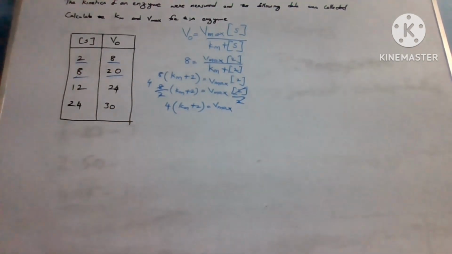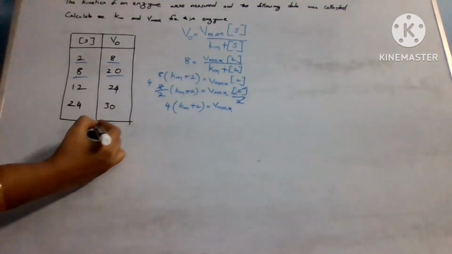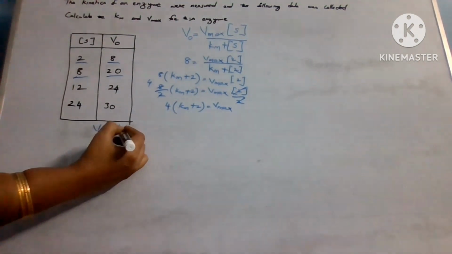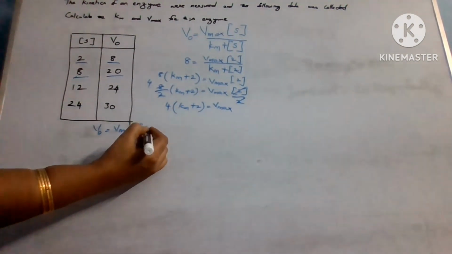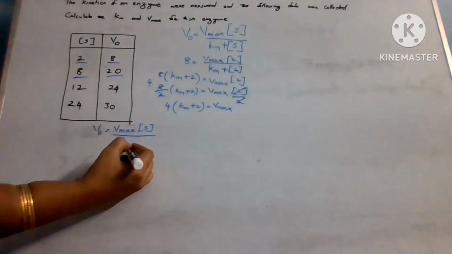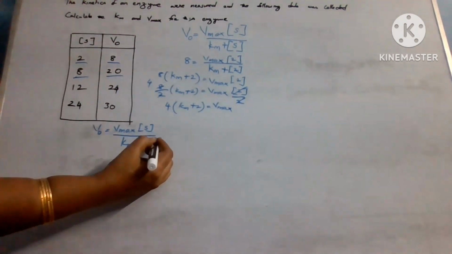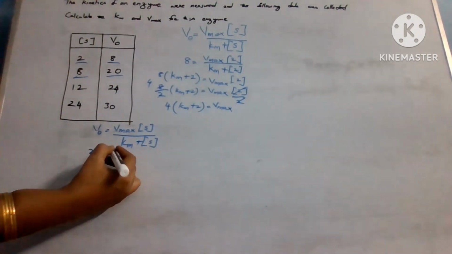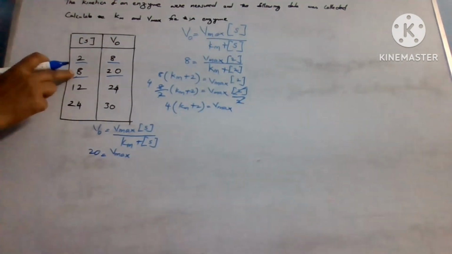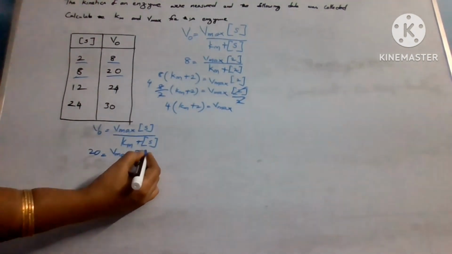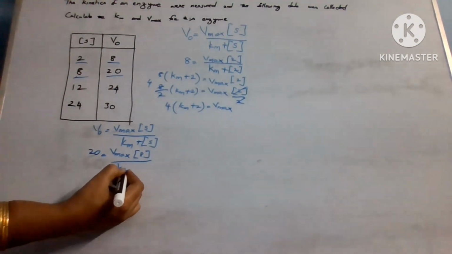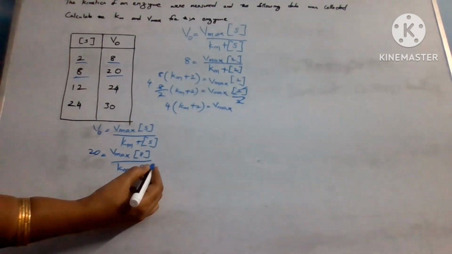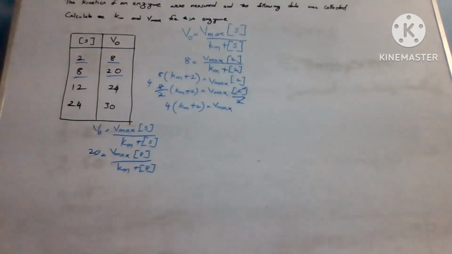Now with this we have derived one equation for the Vmax. Now let us take the second substrate concentration and the initial velocity, and for that also we will need the same equation. V0 is equal to Vmax S divided by Km plus S. Here V0 is equal to 20, Vmax we don't know, substrate concentration is 8. Km is also yet to be calculated.